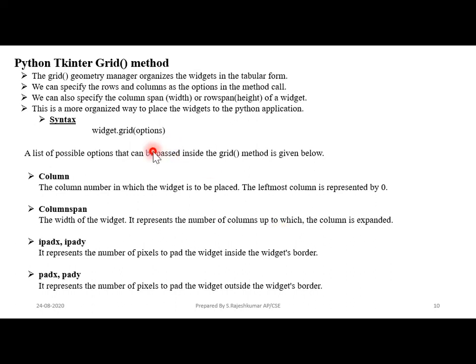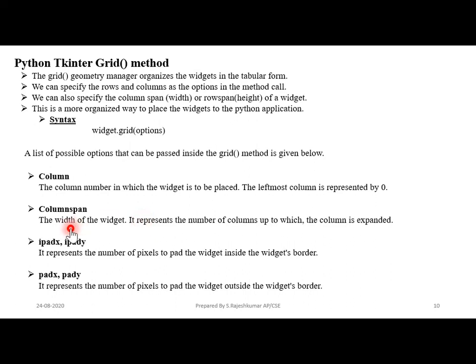Here is the syntax that we have mentioned: the widget name dot grid, with the options you have to represent. Several options are available. For that you can use the column attribute. The column attribute is used to represent in which column the widget should appear. The leftmost column is represented as 0, and then the first column, second column, third column, up to n columns can be specified.